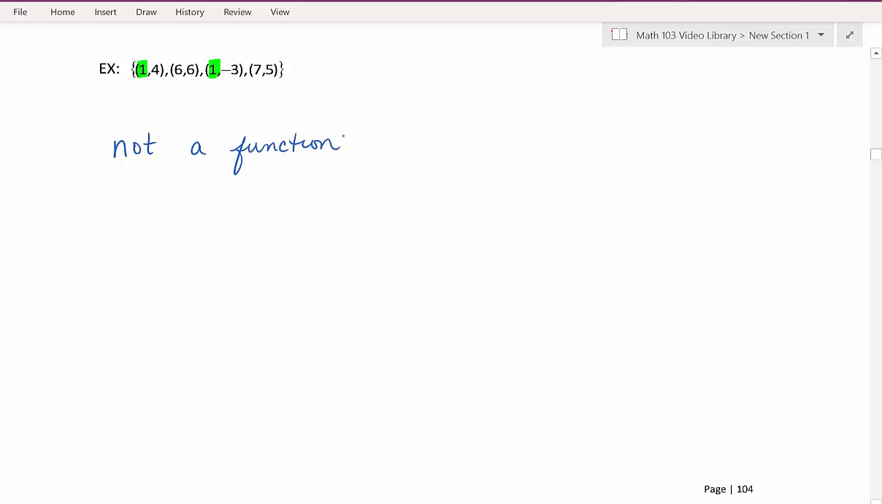Our justification is going to be just what we mentioned. One x value is paired with two different y values.